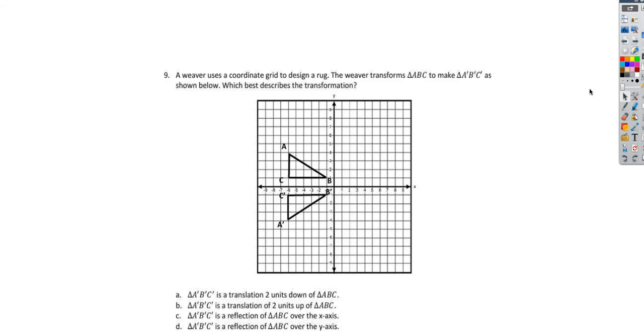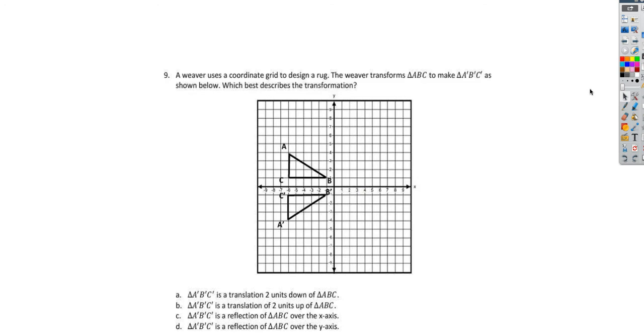Number 9. A weaver uses a coordinate grid to design a rug. The weaver transforms triangle ABC to make triangle A', B', C', as shown below. Which best describes the transformation? So look at what's happening from our original figure to our new figure.